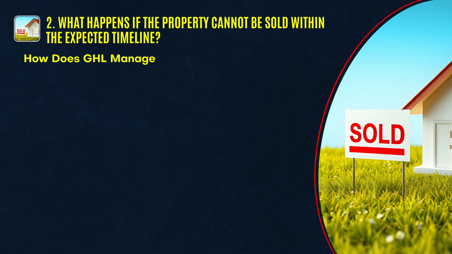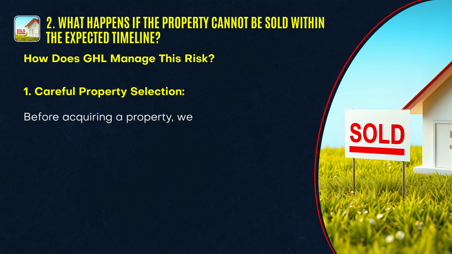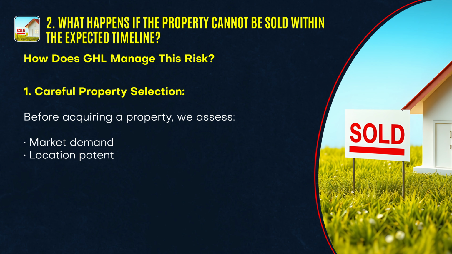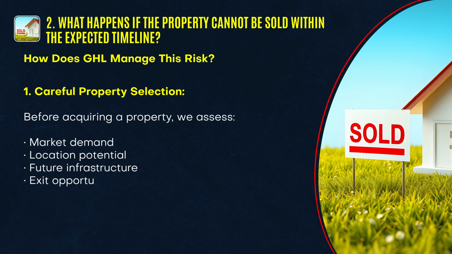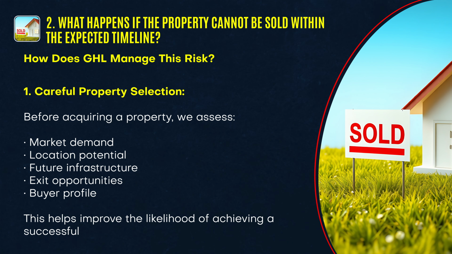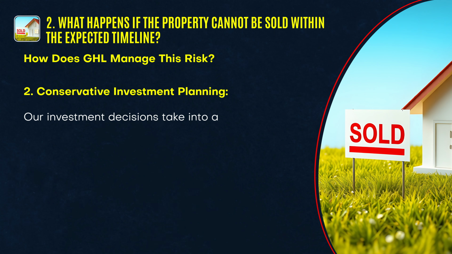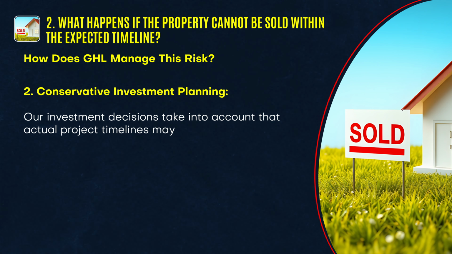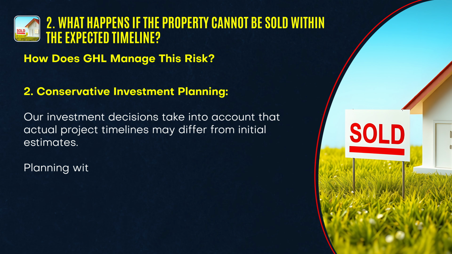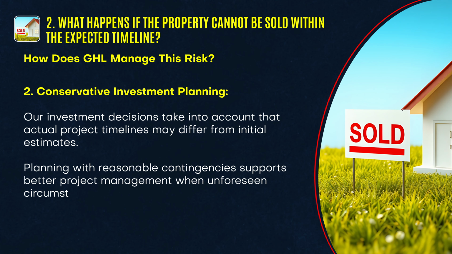How does GHL manage this risk? 1. Careful property selection. Before acquiring a property, we assess market demand, location potential, future infrastructure, exit opportunities, buyer profile. This helps improve the likelihood of achieving a successful exit. 2. Conservative investment planning. Our investment decisions take into account that actual project timelines may differ from initial estimates. Planning with reasonable contingencies supports better project management when unforeseen circumstances arise.